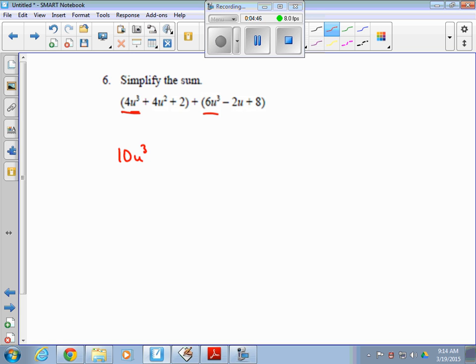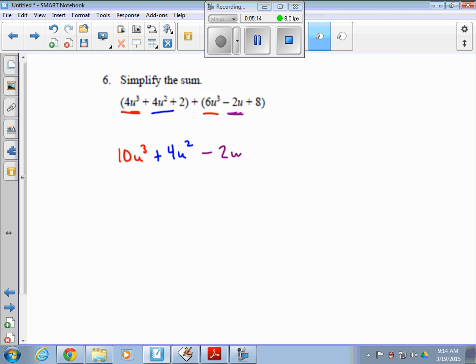The next biggest degree is 4u squared. So you have squared next. So that's the only one. There's no u squared on the right. So we'll simply write plus 4u squared. The next biggest degree is u to the first power. Notice there's no u to the first power on the left. There's just negative 2u to the first power on the right. So we'll simply write it as negative 2u.